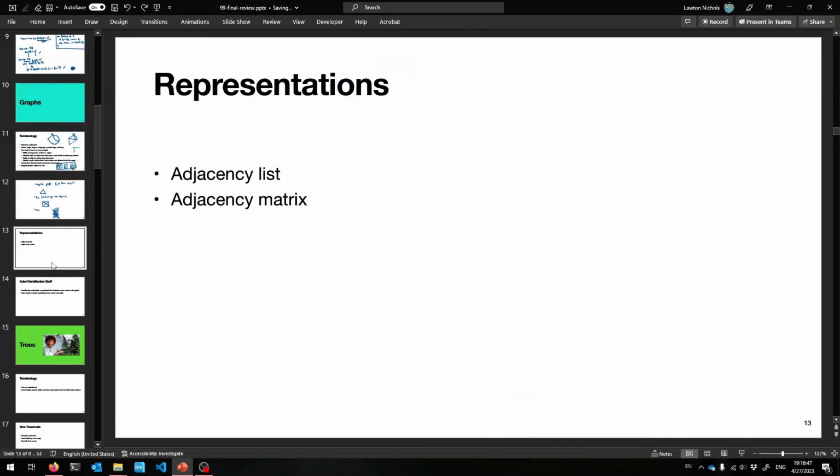So you can have representations of graphs. The 2 common ones are adjacency lists and adjacency matrices. So here's an example graph. Let's say that we have 4 vertices, and I will label them as A, B, C, and D. If only I could draw a B today. C and D. And let's say that we have these edges. It's an undirected graph.